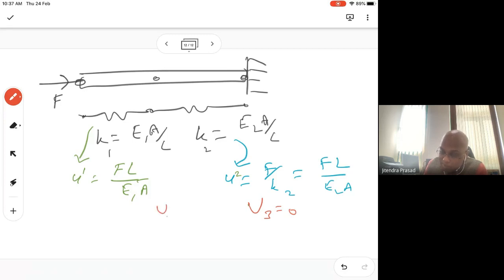U2 will be equal to F L over E2A, because this is the one that will dictate what the displacement of this will be. And U1 will be both this plus this, because this is going to displace this also. It is going to displace whatever this one displaced plus, because this is a spring, the displacement is both of them together. So U1 will be equal to F L over E1A plus F L over E2A, right? So this is how it is going to be.